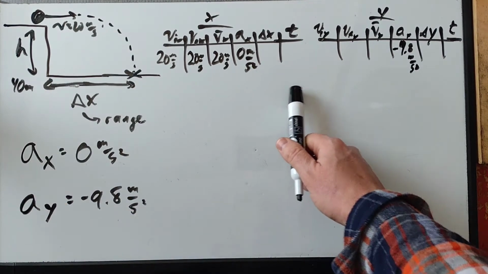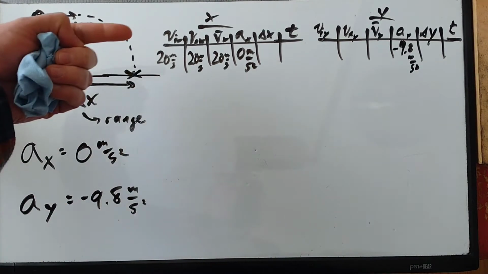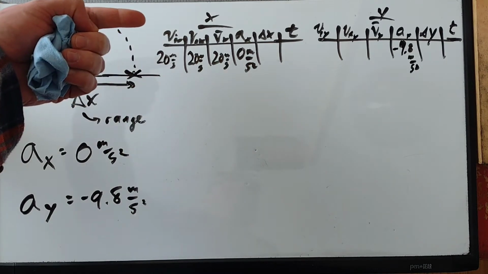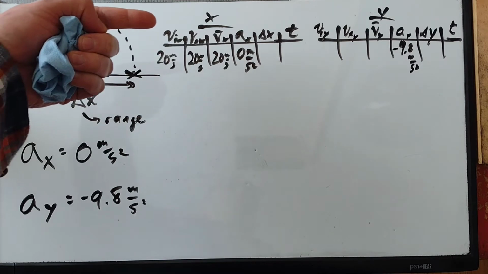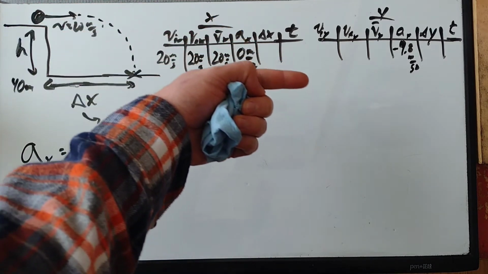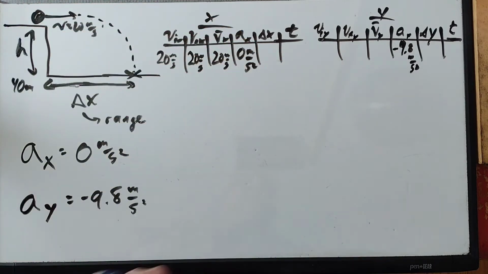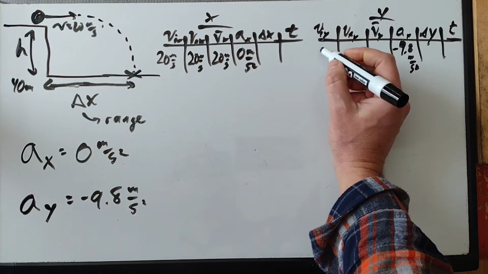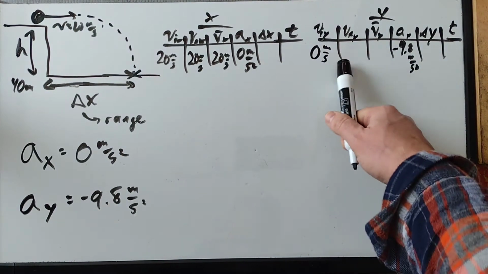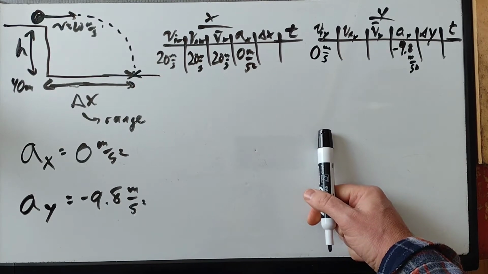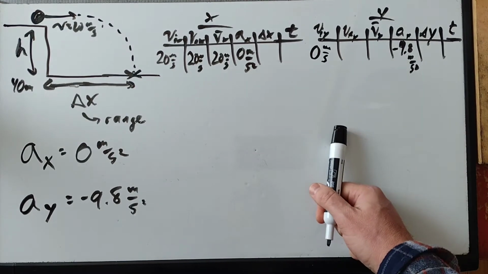What else do we know? Well, if it's launched horizontally, that's like something being dropped from that height. It's going to fall as it moves forward, and it's going to accelerate falling down. So the initial y velocity is 0 meters per second. We don't know the final y velocity. We don't know the average y velocity.